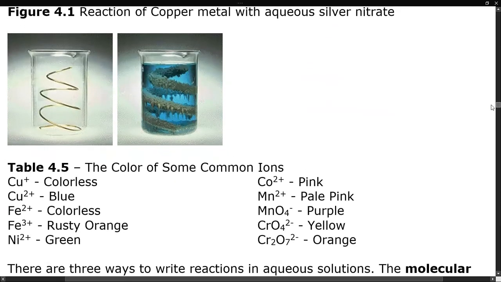Here are some colors of some common ions in aqueous solution. Copper 1 is colorless, but copper 2 is blue, and that's how I could tell which product was formed. Iron 2 is colorless, but iron 3 is rusty orange. Nickel 2 plus is green. Cobalt 2 plus is pink. Manganese 2 plus is a very pale pink color. Permanganate is purple. Chromate is yellow, and dichromate is orange. And so sometimes you can see by the color of the solution which ions may be present.